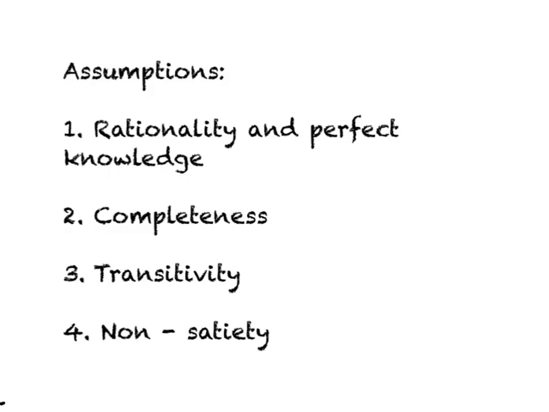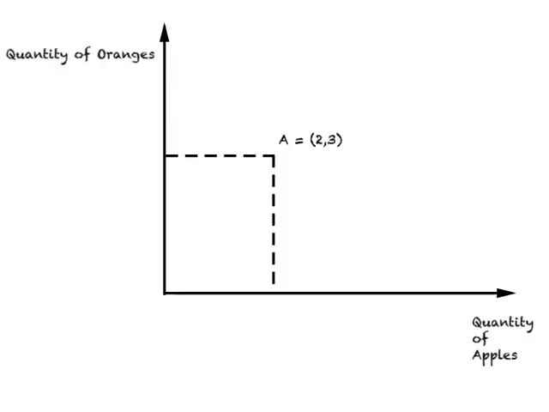In the previous video, we have made the following assumptions about the consumer. 1. Rationality and perfect knowledge. 2. Completeness. 3. Transitivity. And 4. Non-satiety. Now, using these assumptions, let us define indifference curves.